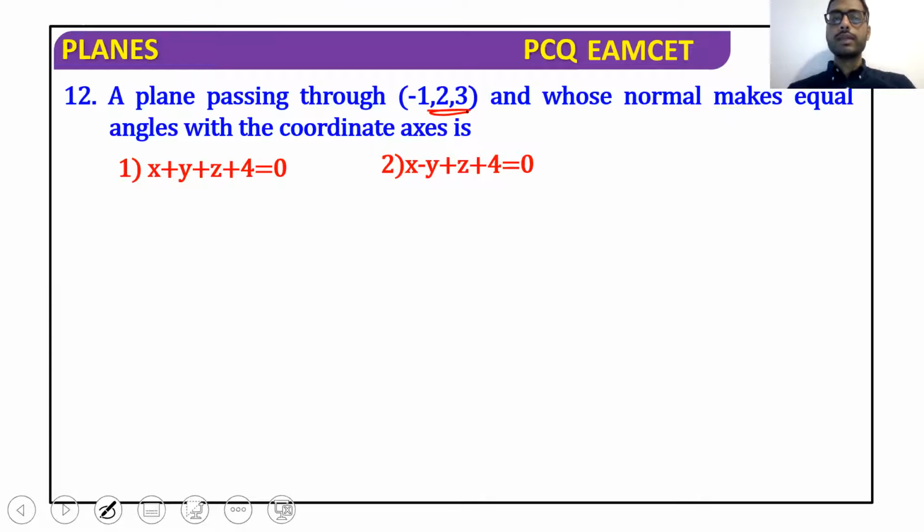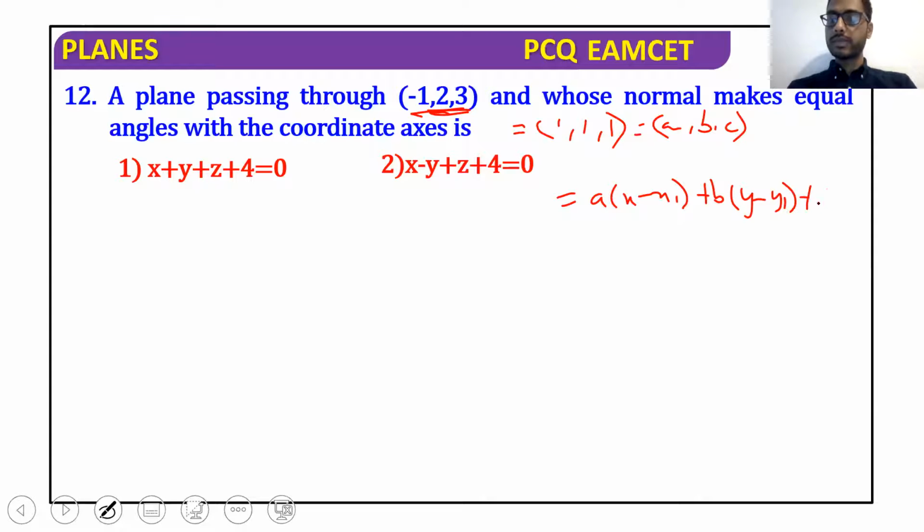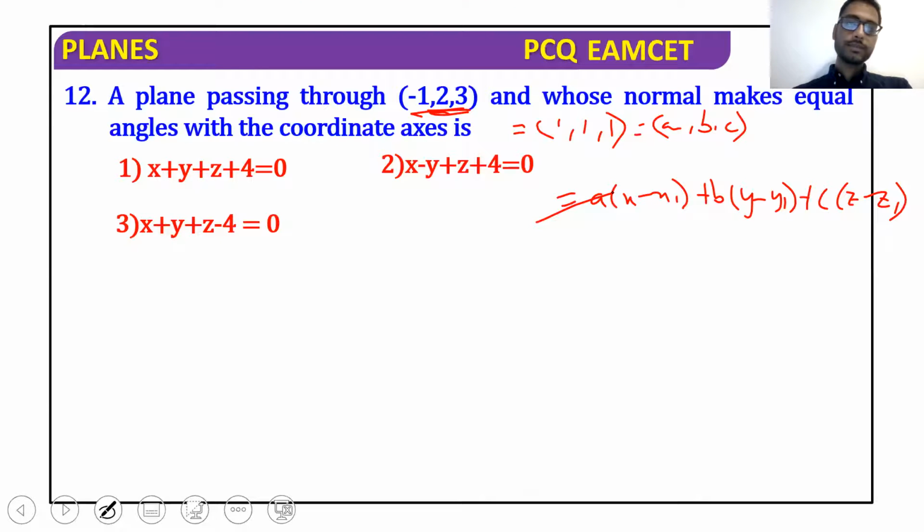Then if I have my direction ratios as 1, 1, 1 and I have the point, so direction ratios are 1, 1 and 1, which is equal to my A, B and C. And I also have the coordinates x1, y1, z1. So I'll simply use my formula for plane. An equation of plane is equal to A(x minus x1) plus B(y minus y1) plus C(z minus z1). Substitute the values in this equation to get your answer.